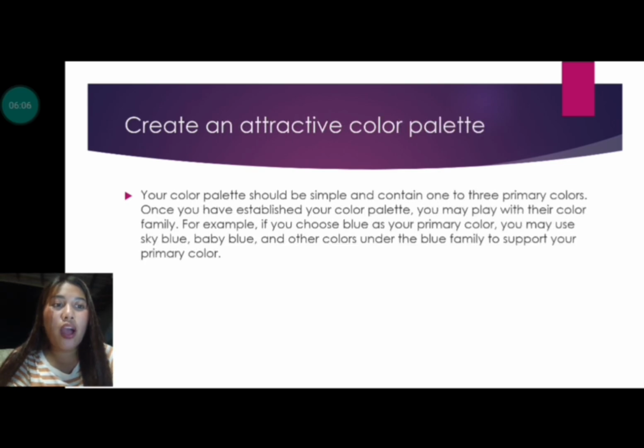So the fifth one is create an attractive color palette. Your color palette should be simple and contain one to three primary colors. Once you have established your color palette, you may play with their color family. For example, if you choose blue as your primary color, you may use sky blue, baby blue, and other colors under the blue family to support your primary color.